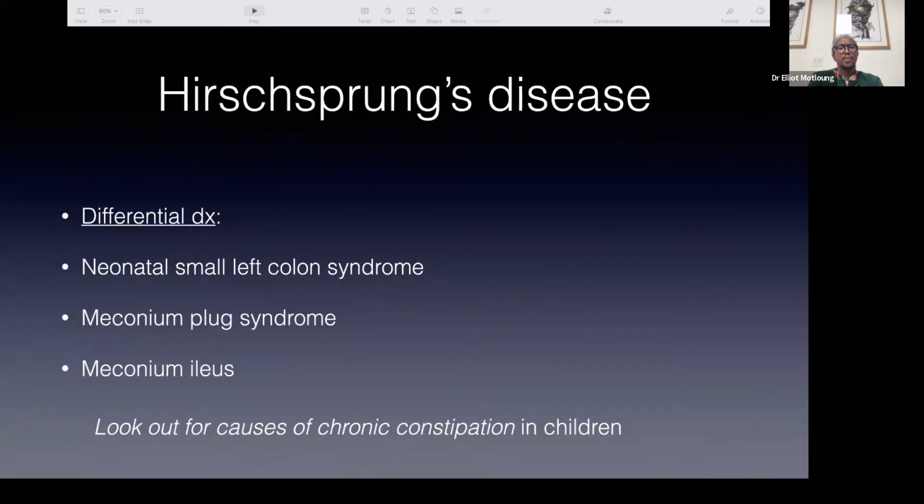It's important to also think about the differential diagnosis, because we get lots of calls about patients with Hirschsprung disease. There's what we call neonatal small left colon syndrome that you must be aware of. We get lots of patients with meconium plug syndrome and meconium ileus. And the good thing about these three diagnoses, you can see them on contrast enema. And for meconium plug syndrome, the contrast enema is also therapeutic. In patients with meconium ileus, you will see some calcifications as well on abdominal X-ray. And I want to emphasize, look out for other causes of chronic constipation in these children and treat them.